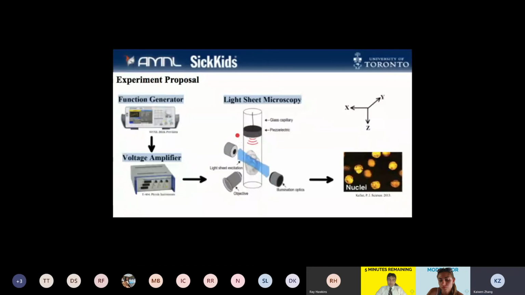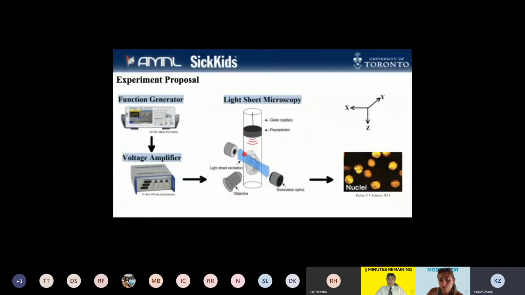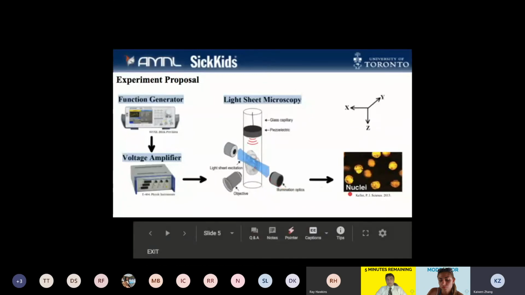Once the sample is under acoustic influence, the light sheet microscopy illuminates the cross-section of the sample such that the direction of local displacement lies on the illuminated plane. We can then visualize the previously stained nuclei of the cells within the sample.